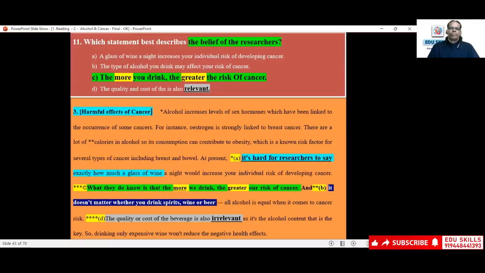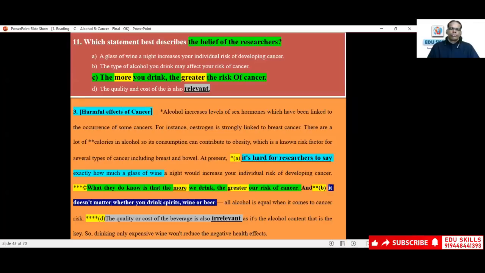Yes, harmful effects of cancer. Alcohol increases level of sex hormones and the occurrence of some cancers. For instance, estrogen is strongly linked to breast cancer. There are a lot of calories in alcohol, so its consumption can contribute to obesity, which is a known risk factor for several types of cancer, including breast and bowel. At present, it's hard for a researcher to say exactly how much a glass of wine a night would increase your individual risk of developing cancer.